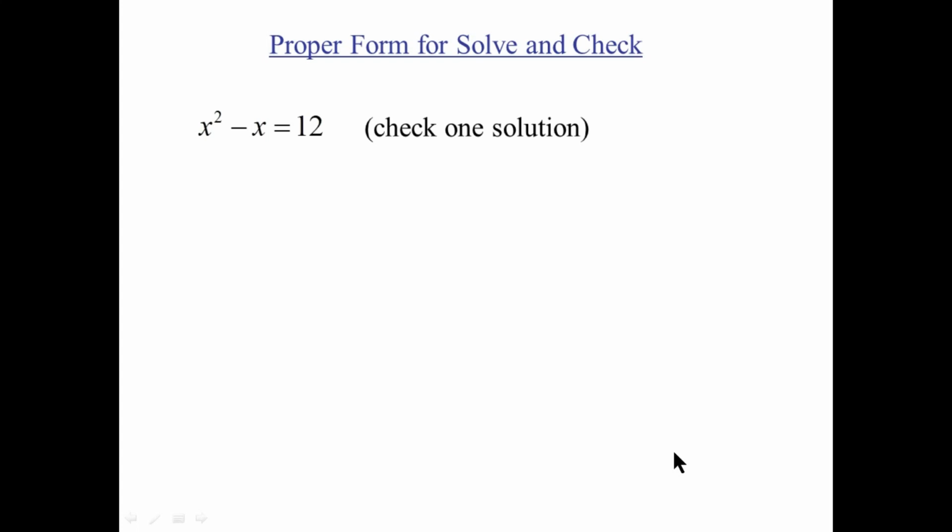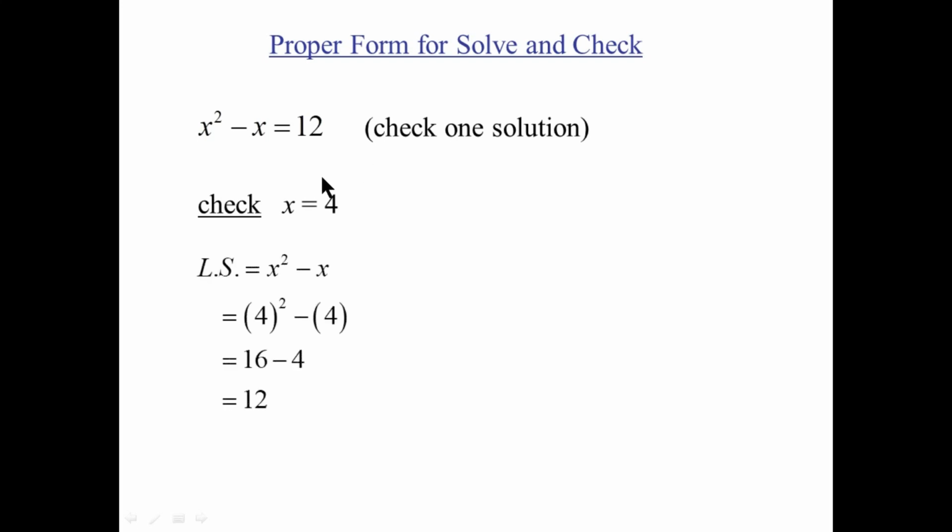Sometimes you'll be asked to check a solution. So let's check one solution. This question might have said, solve and check. This is the proper form for checking a solution. First, you have to say what you're checking. I'm checking to see if x equals 4. Now, you can't just substitute x in here because we're checking to see if x does equal 4. So you can't just sub it in. You have to separate the sides by going left side equals.